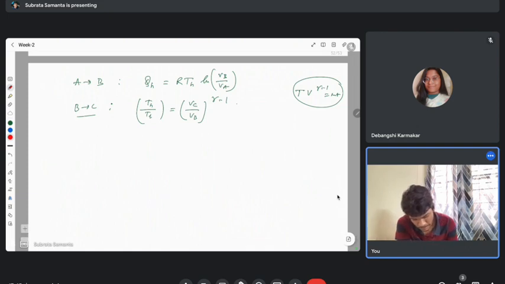And then in the other two processes, C to D, similarly we get Q_L. My convention is that if heat goes into the process it is positive and if it goes out it is negative, so minus R T_L ln(V_d/V_c), because we are going to compress. So this one is the expansion and this is the compression.